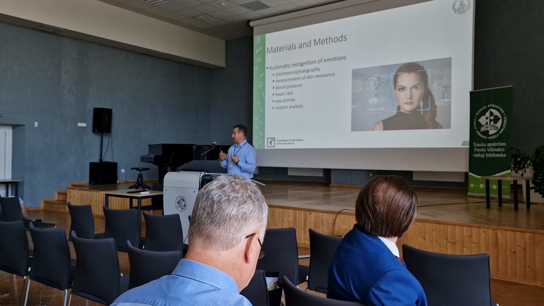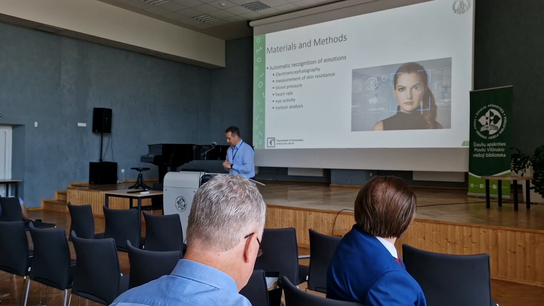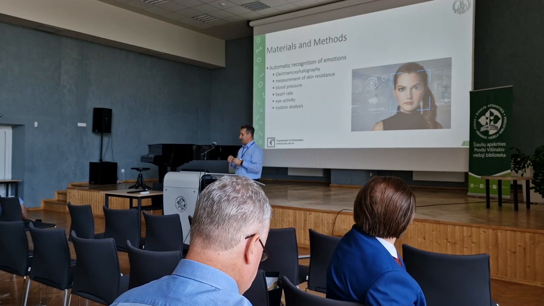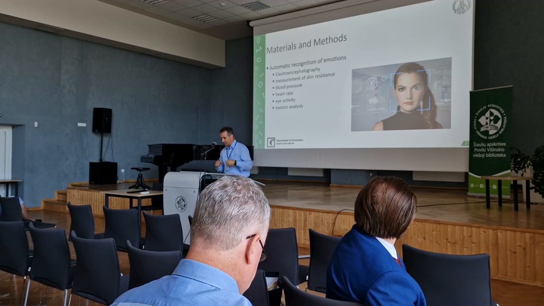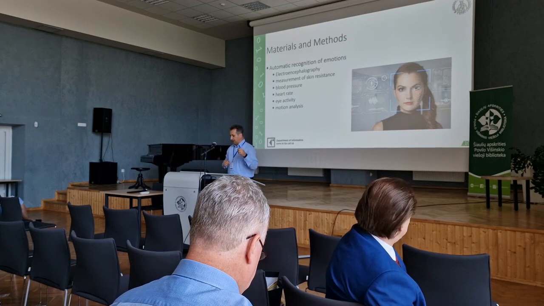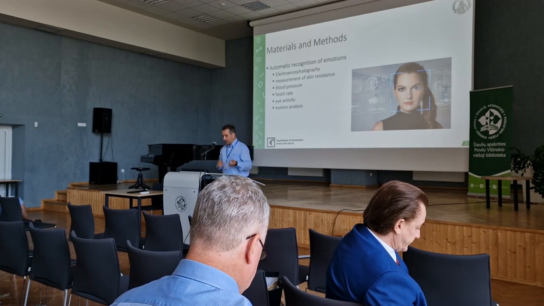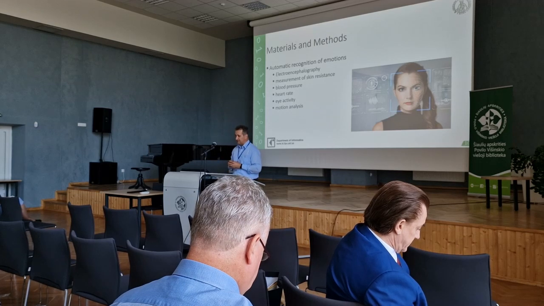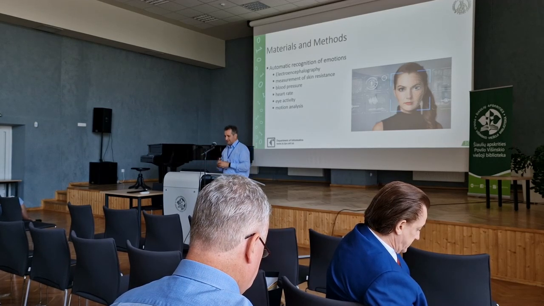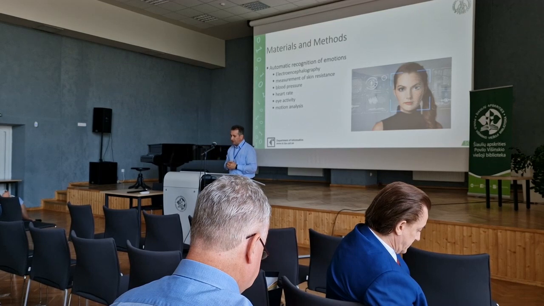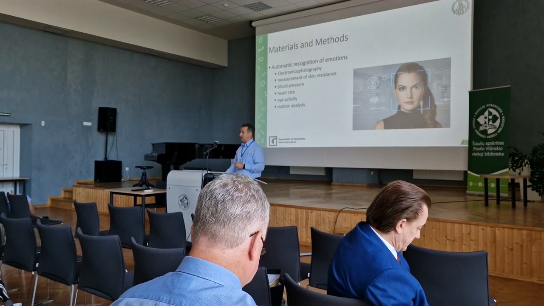Automatic emotion recognition is usually performed by measuring various parameters of the human body. This includes electroencephalography, then measurement of skin resistance, or GSR, galvanic skin response, blood pressure, heart rate, eye tracking, and some motion analysis.